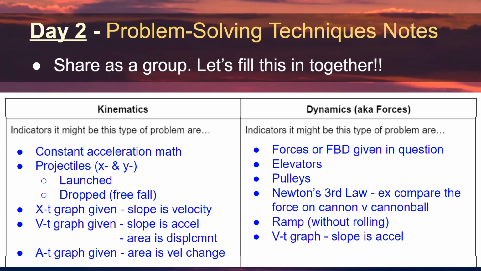VT graphs, again, you could absolutely use these. If you see a VT graph, it could be something that indicates that you're going to have to solve a problem that involves dynamics. That's because the slope of that graph is acceleration, and of course we could use that with Newton's second law, F net equals ma, if we had an acceleration from a VT graph.